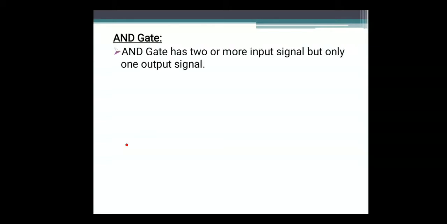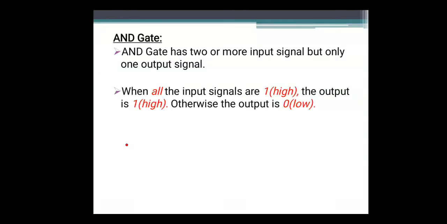Then the third one is the AND gate. The AND gate has two or more input signals but only one output signal. It also takes two or more input signals and gives a single output signal. Here, only when all the input signals are 1, the output signal will be 1. Otherwise, the output is 0. The dot is the symbol used for the AND operation.